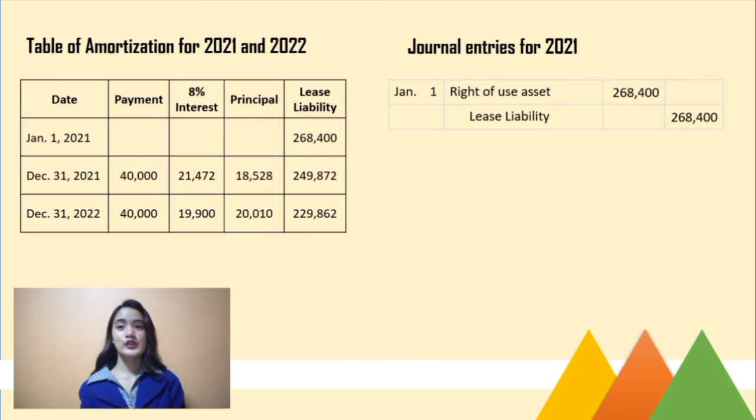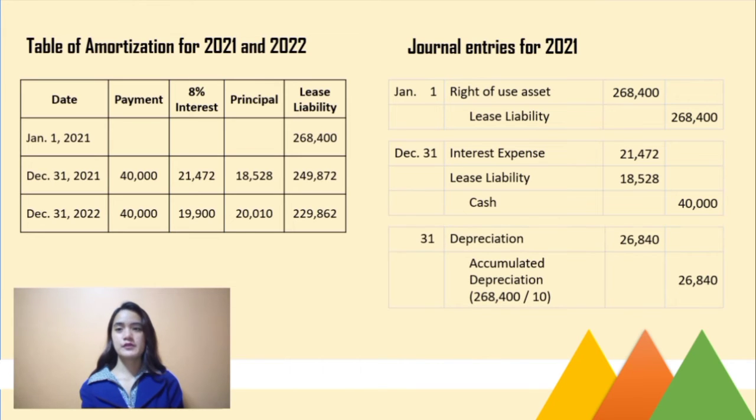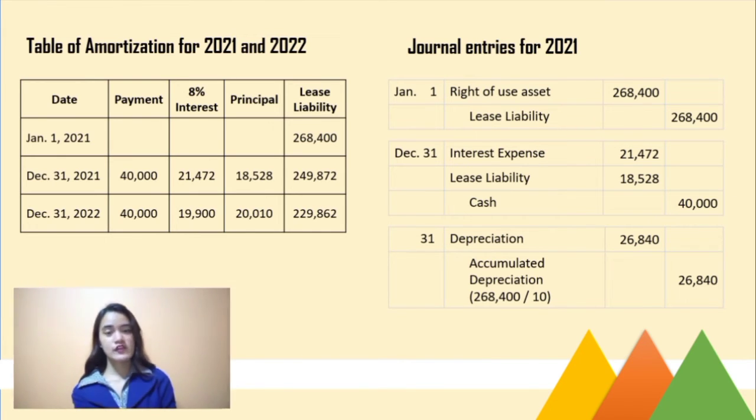So on December 31, debit the interest expense 21,472 pesos and credit the cash payment of 40,000 pesos. The difference of the two will be debited to the lease liability account. Also, on December 31, we will record the depreciation of 26,840 pesos, and the same amount will be credited to the accumulated depreciation. Paano natin siya nakuha? Yung lease liability natin, divide natin siya sa lease term, which is 10 years.